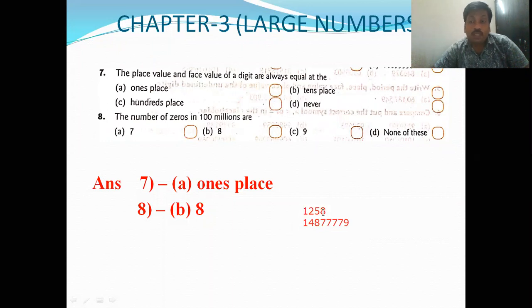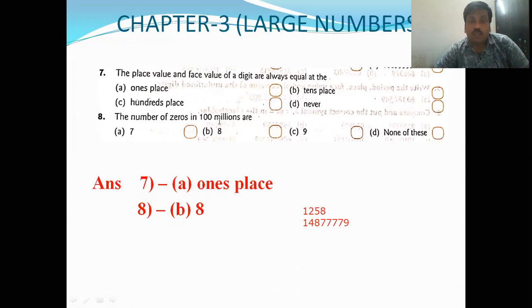Okay, 1258. Here we see 8 is the ones place. So children, what is the place value of 8? 8. What is the face value of 8? 8. Now here we see 9. 9 is the ones place. What is the place value of 9? 9. What is the face value of 9? 9. Okay children, in these two cases, we see that the face value and the place value are the same. Which digit place is this? Ones place. So children, our answer 7A is correct.